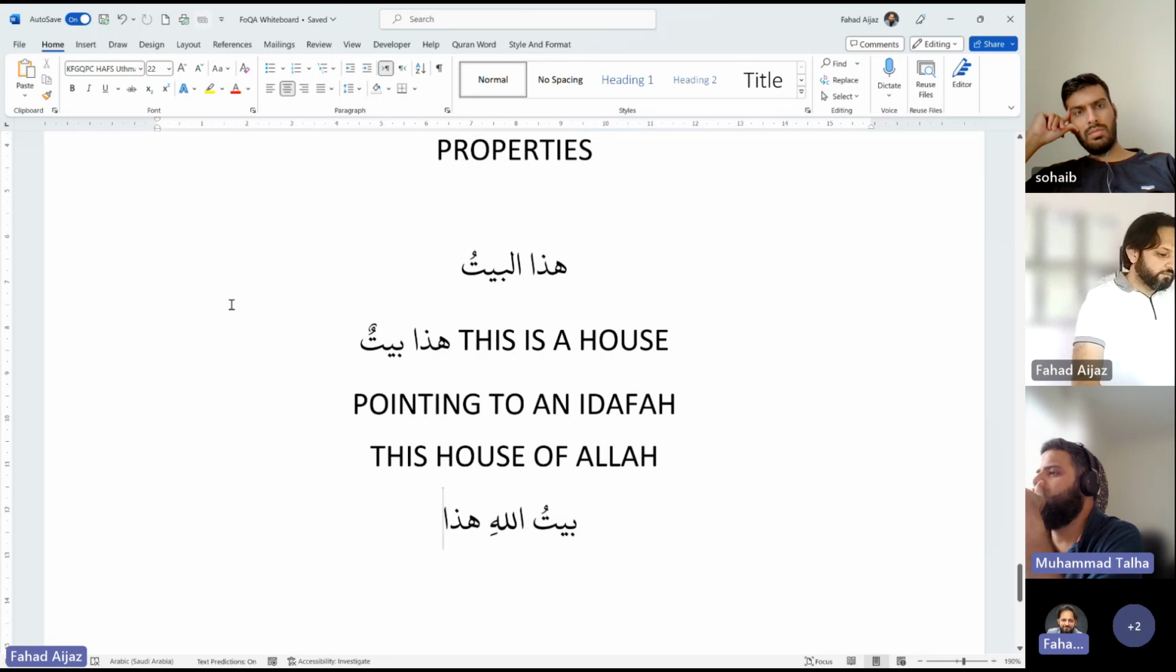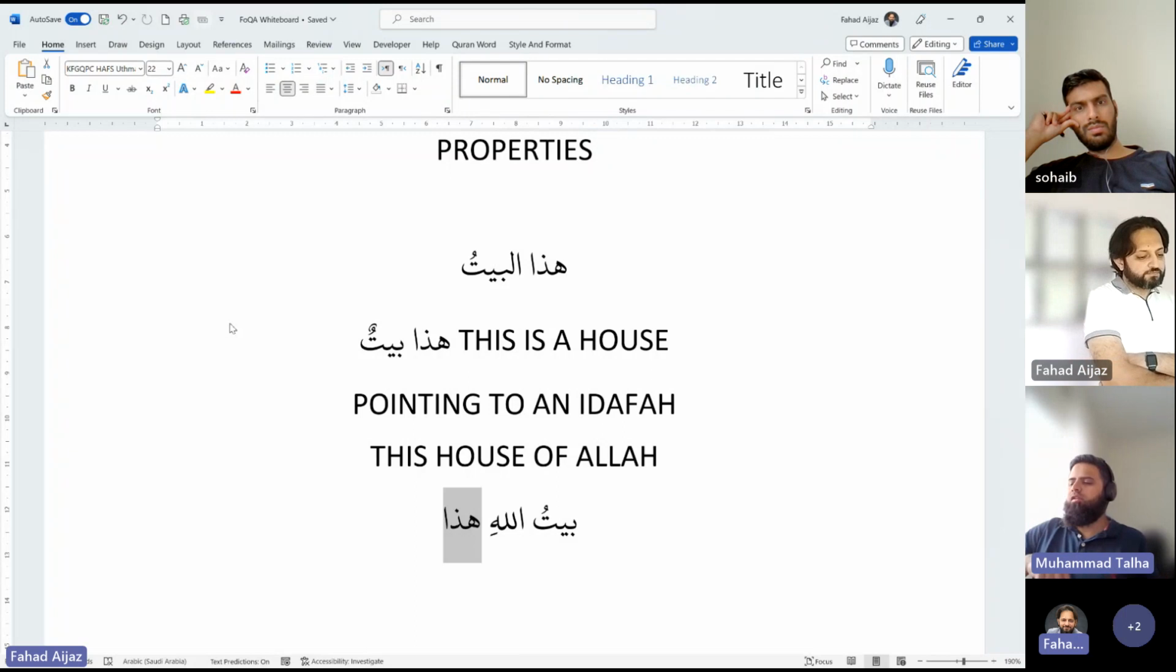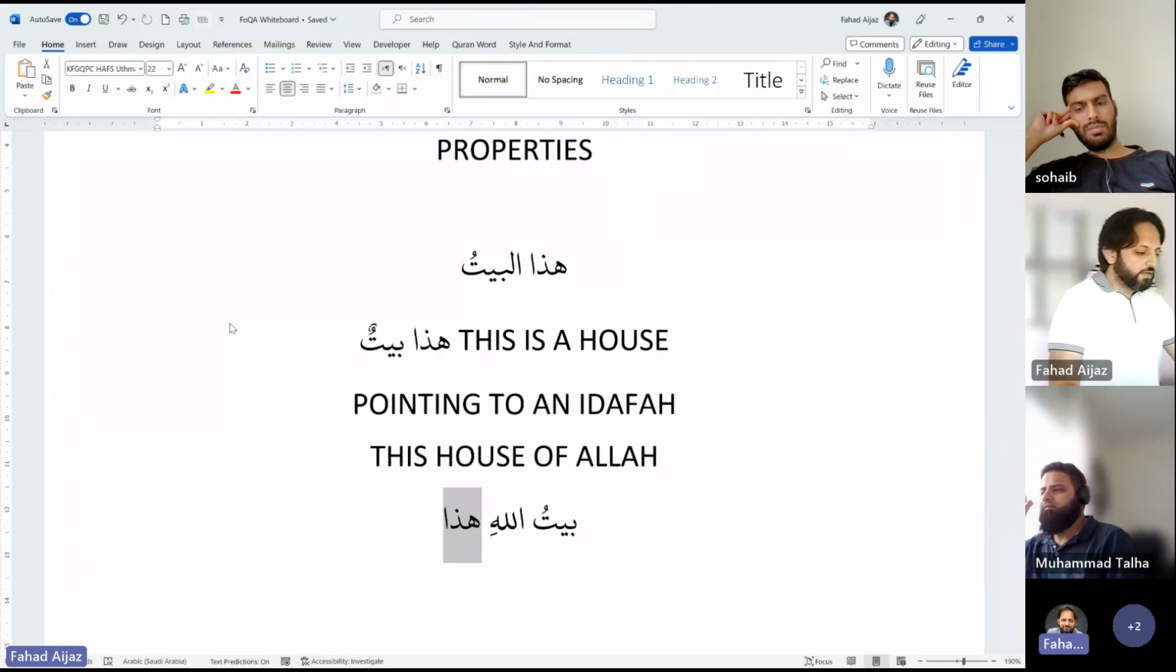But then the four properties don't match? The four properties match because the properties of idafa are defined by the mudaf. Mudaf defines the four properties, right? So in this case, you will have rafa, singular, masculine, proper. And so is the haza. The default status of a pointer is rafa, correct.